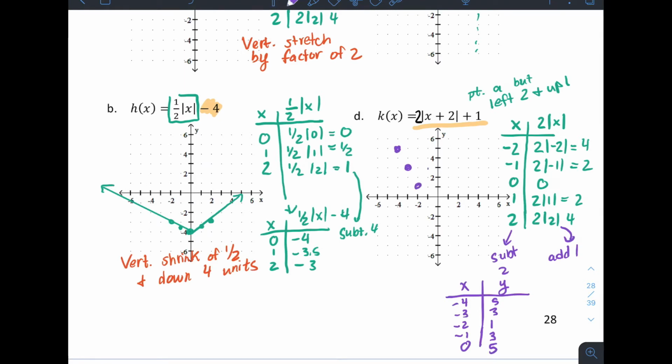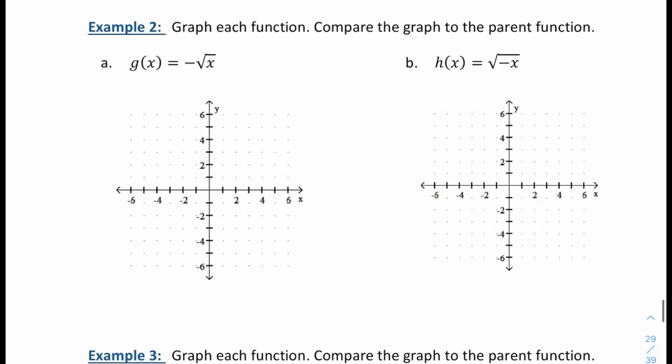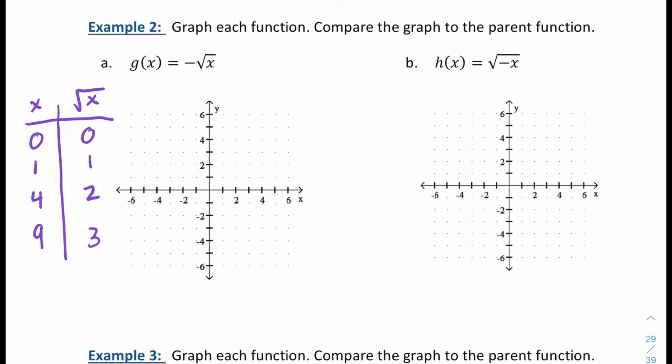Ta-da! Alternate way, your vertex is at -2, 1, and then its slope is 2 as you go to the right. Let's look at some square root functions for our parent function. So I'm just going to do square root of x to start with, and then use that parent function to get these two. So if I take square roots, I want to use values that have nice results out. So I'm going to use 1, 4, and 9, my perfect squares.